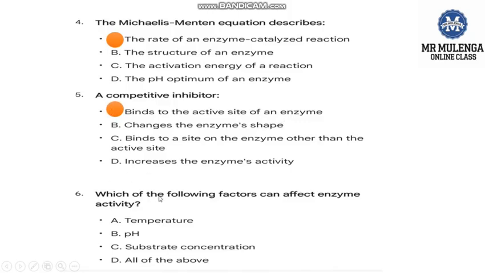So we now move on to question 6. Question 6 reads, which of the following factors can affect enzyme activity? A. Temperature, B. pH, C. Substrate concentration, D. All of the above. So here we are looking at the factors that can affect the enzyme activity, and you know that the activity of an enzyme can be affected by temperature, pH, substrate concentration. So meaning that all these that are listed, they can affect the activity of an enzyme. So the correct answer is D, which is all of the above.